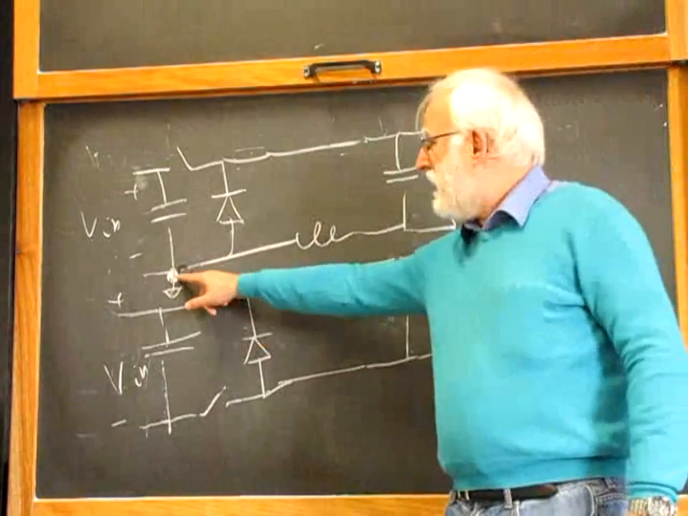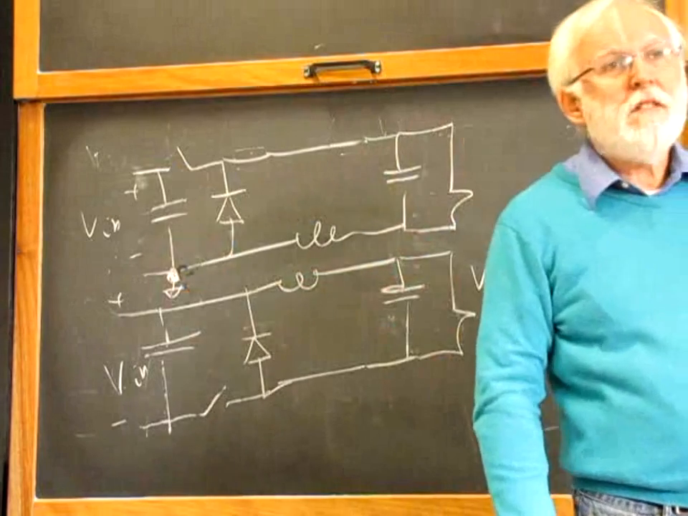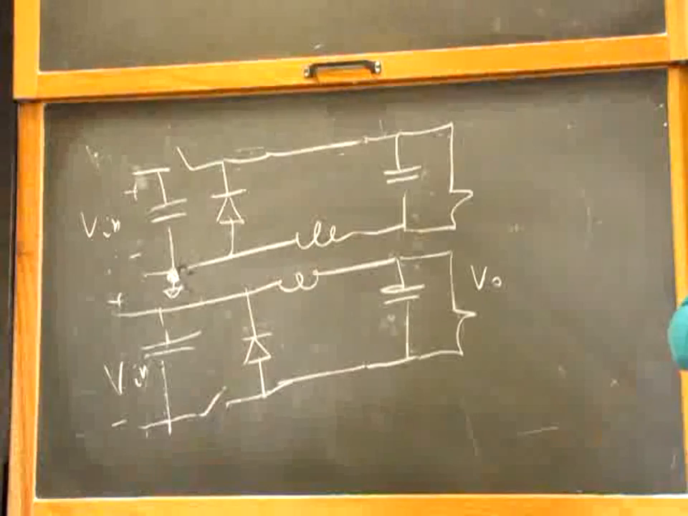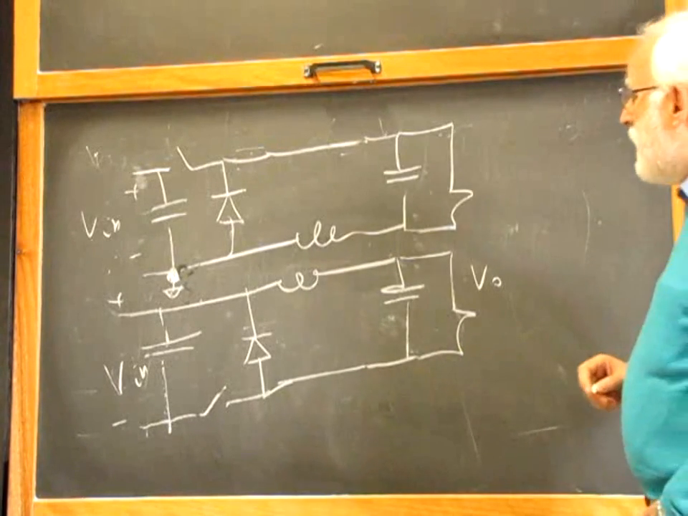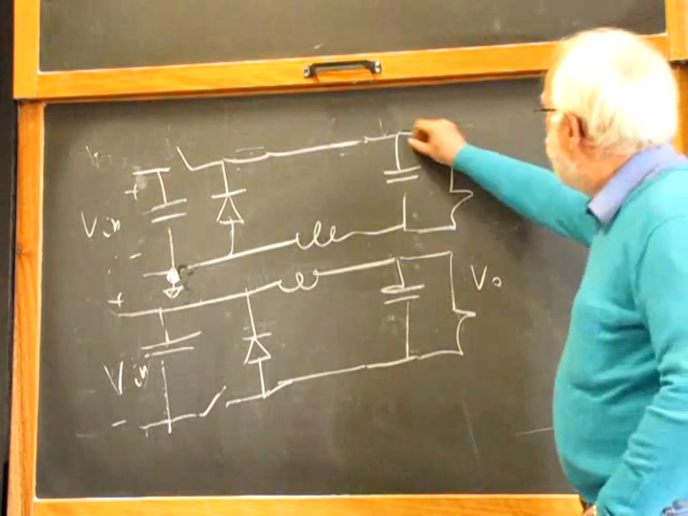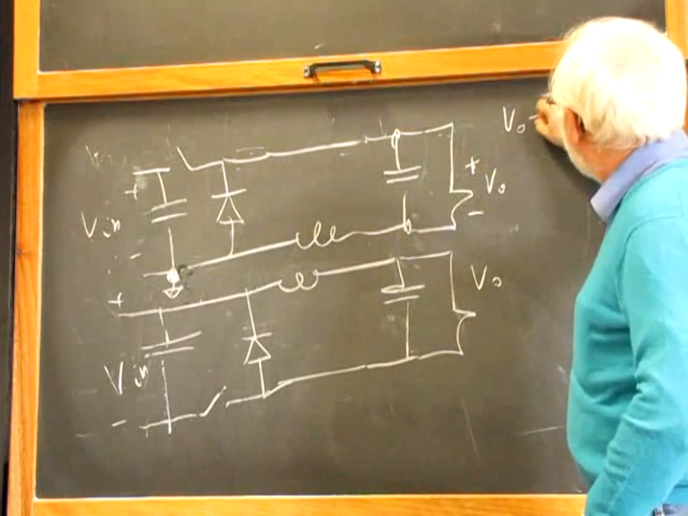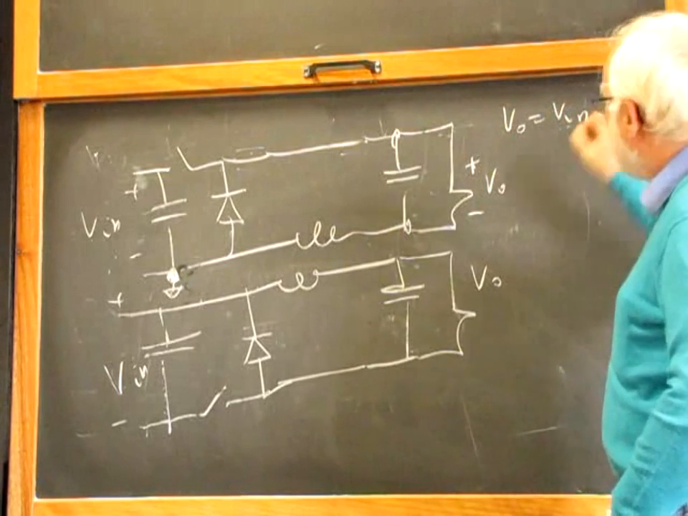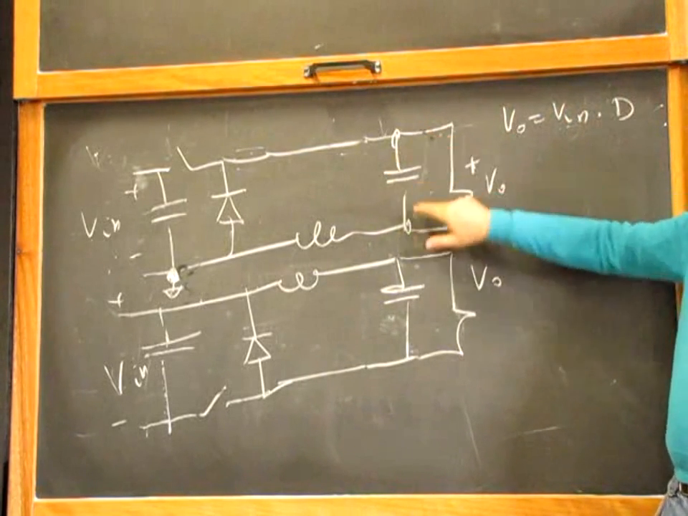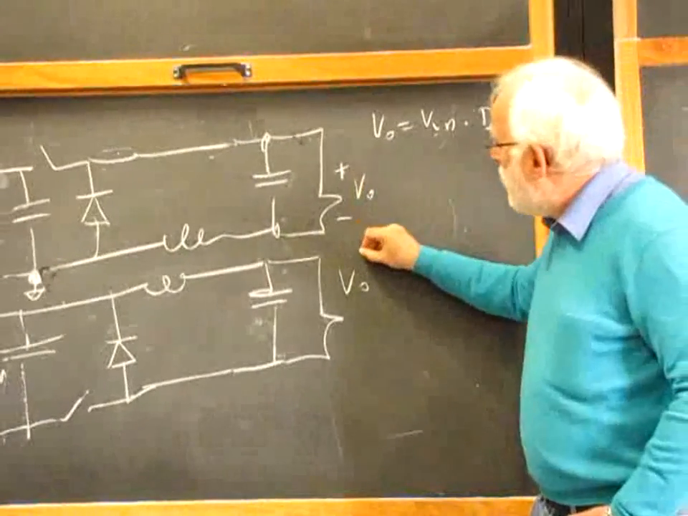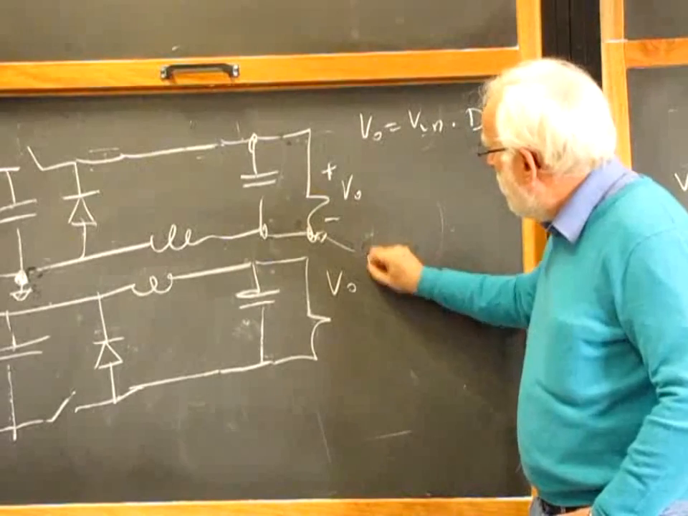Anyway, if you take this point as your reference point, and use the reference point to be one of two power supplies, negative or positive, what happens is that you look at the output voltage here and you get that V naught equals D times V. But if instead of looking at the differential voltage, the voltage across the load, you look at the voltage from this node to ground.